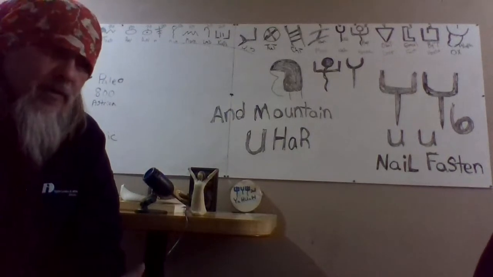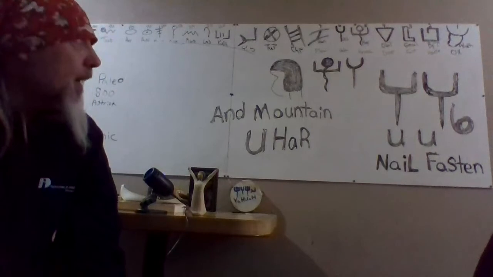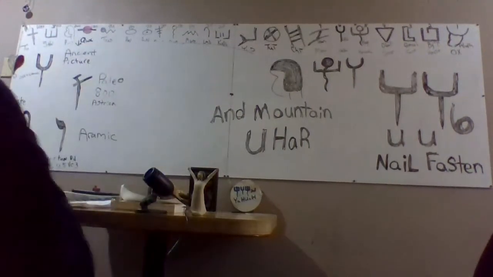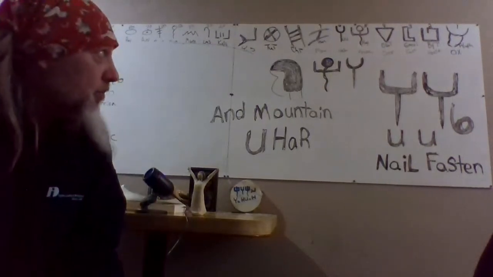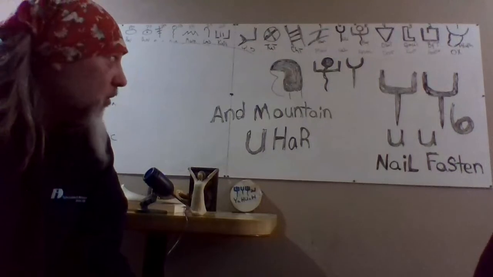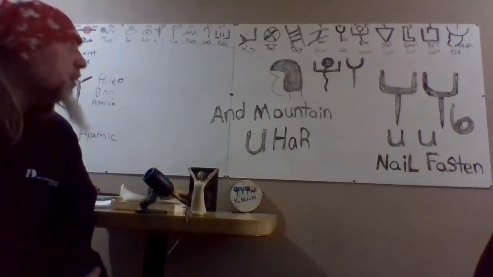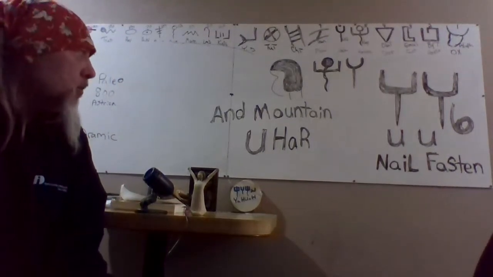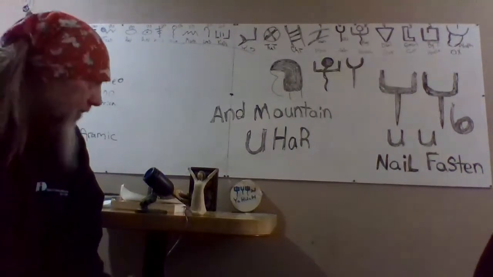Tonight's segment is going to be on the sixth letter, the letter U. I've got on both sides of my board two different settings of teachings, but we want to start with the sixth letter. So the sixth letter is a U. It means a nail. It means to fasten, secure. It also is used as the word and.